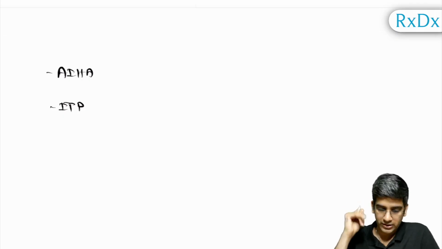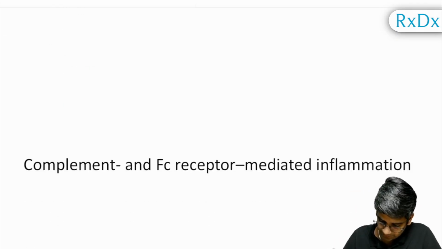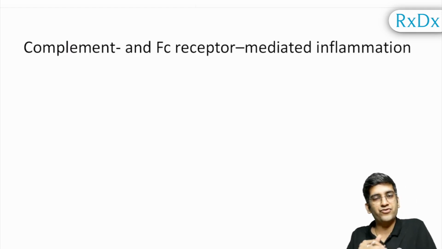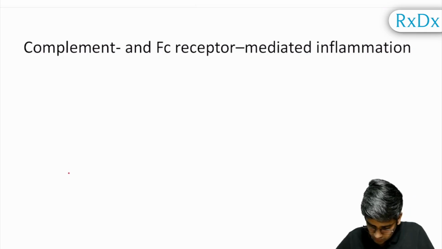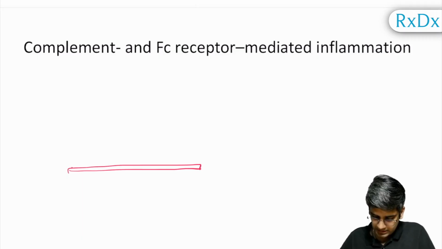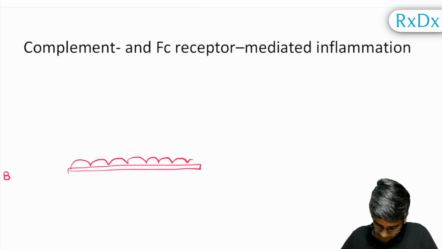Fine? That's one. Right. Now, let's go to the second one. The second is complement and FC receptor mediated inflammation. Here, let's assume you have a surface. Let's say this is an endothelium. This is a blood vessel. Just for understanding, let's assume this is a blood vessel.